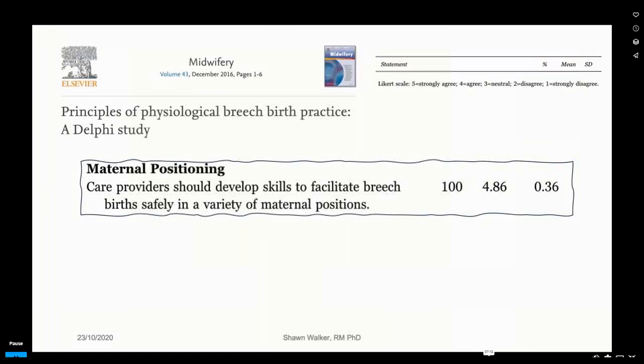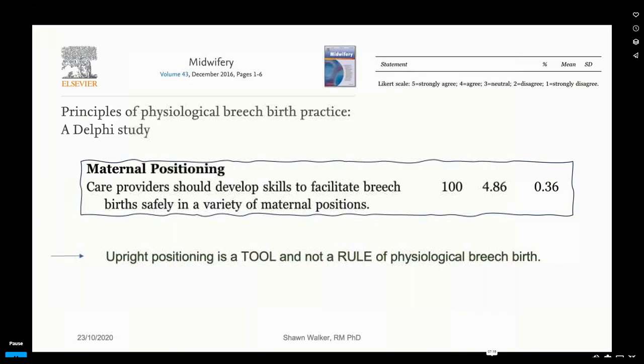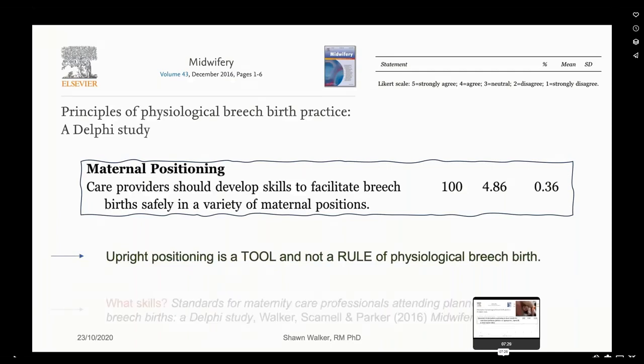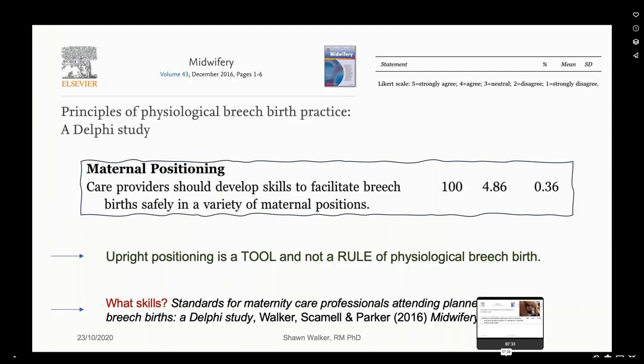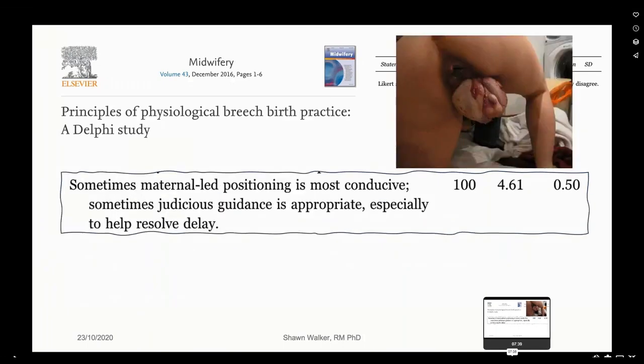Here again, she emphasized that the upright position is a tool and not a rule for the physiological breech. The woman can change her position or her body to help the delivery of the baby, in whatever position she is comfortable with, or that the healthcare provider finds can help. And I'm going to show you another video regarding the change of the position. So the woman adopted another position for the delivery. In this part, the woman is not in the upright position, as you can see.